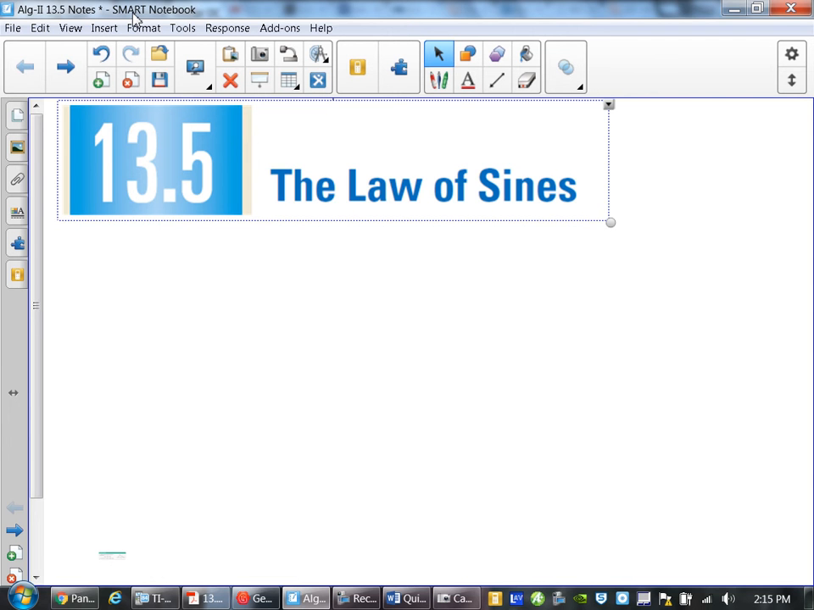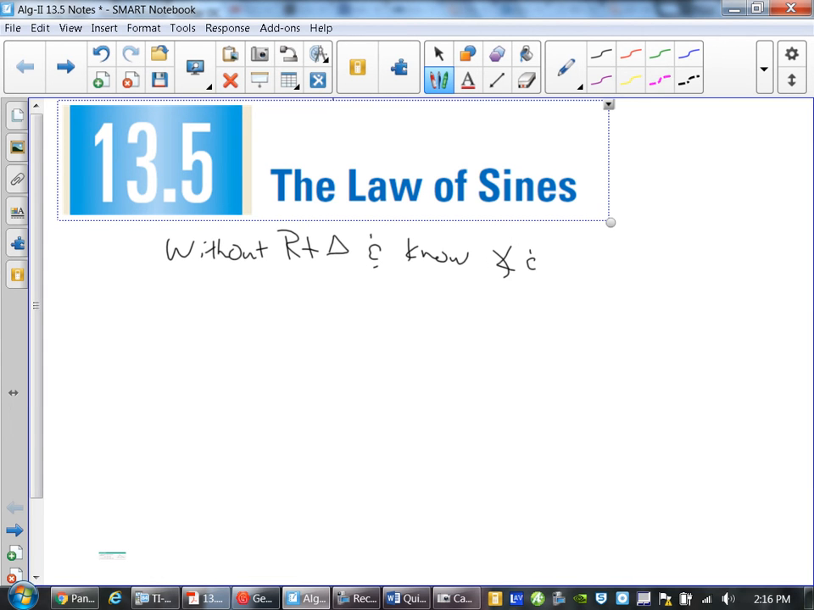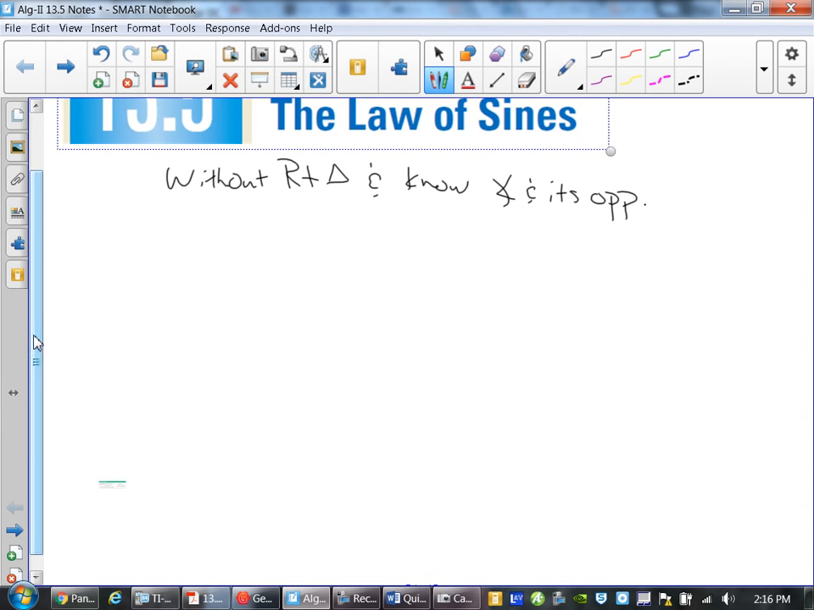Now, the idea of the law of sines is that we use the law of sines when you don't have a right angle. Okay? You use the law of sines when you don't have a right triangle. And you know an angle and its opposite. Basically, that's the idea of when you're using the law of sines.